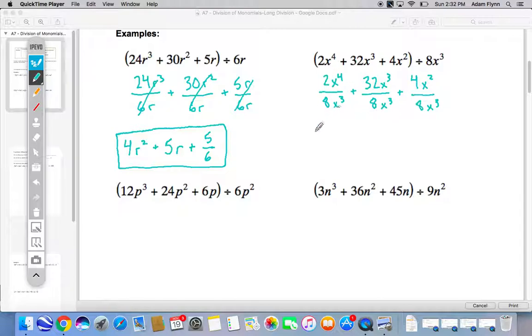So I have 2 divided by 8, which in its simplest form would be 1 over 4. And I have x to the 4th divided by x cubed. So 4 minus 3 is 1, so it will stay in my numerator. Okay, so I'm done with this. Next, I have 32 divided by 8, which I know is 4. And I have x cubed divided by x cubed. Well, they just cancel. So I have no variable.